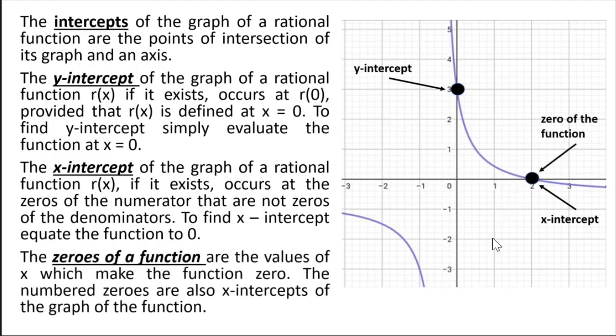And of course, the zeros of a function are the values of x which make the function 0. The zeros are also the x-intercepts of the graph of the function, meaning if you want to find the zeros of the function, you have to get the x-intercept of the function.